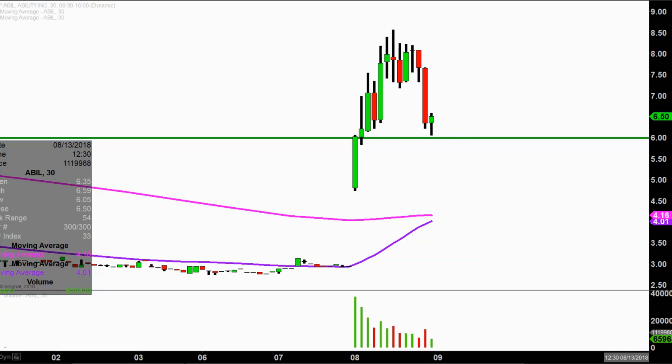In the event $6 does not hold, next level of support to keep an eye on is going to be that purple line right there. That is the 50-period moving average. So as time goes by, that line will move itself higher and higher. It's basically like a trend line that's going to draw itself for you. So that's why I like to call moving averages trend lines for lazy people. If you don't feel like drawing a trend line, that's fine. Let this quote-unquote trend line draw itself for you.